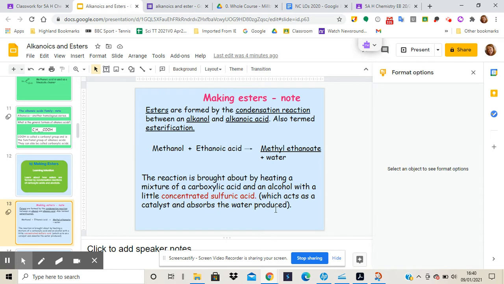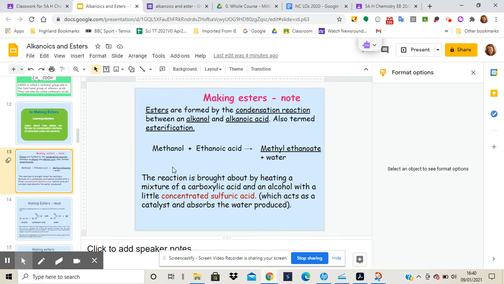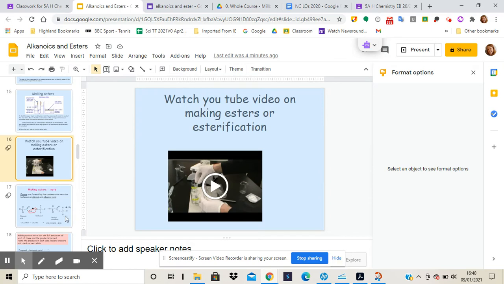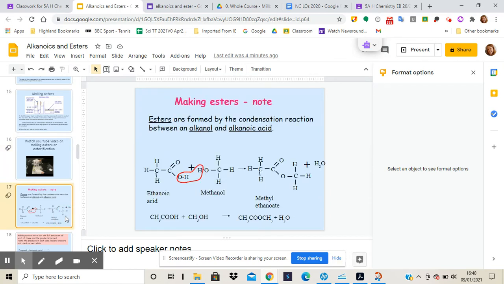Now, unfortunately, obviously we can't make the esters, so I've shown you a wee video about that later on, but the crucial thing is that you will need to take a note of the catalyst used every time. You've got to say it's concentrated sulfuric acid, not just sulfuric acid. So read through the next few slides, that's all about making them. There's a wee video about making them as well. And then you get to the naming and the structures of them.